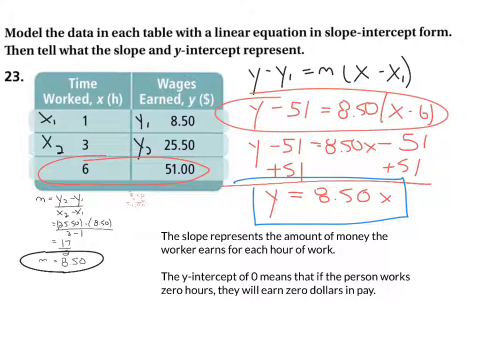But since this is a section where we're dealing with point-slope form, I wanted to do it in point-slope form and then convert it. So there you have it. Hope that helps.